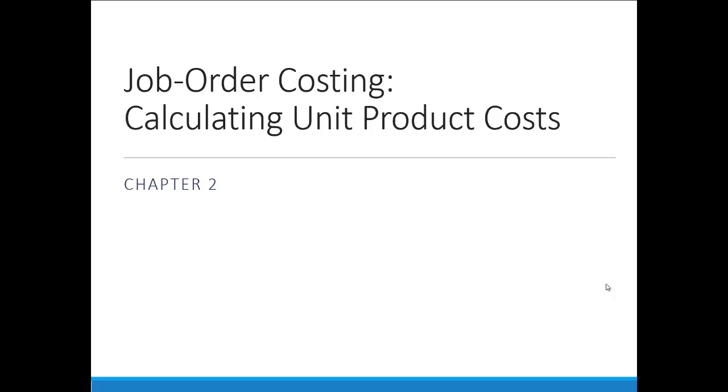Chapter 2 is titled Job Order Costing, Calculating Unit Product Costs. Chapter 2 is the first of our two chapters, along with Chapter 3, that covers job order costing systems. Job order costing systems are fairly common in practice, and as you read about in Chapter 2, given the types of organizations that would use them, you may have seen why they're probably so prevalent.